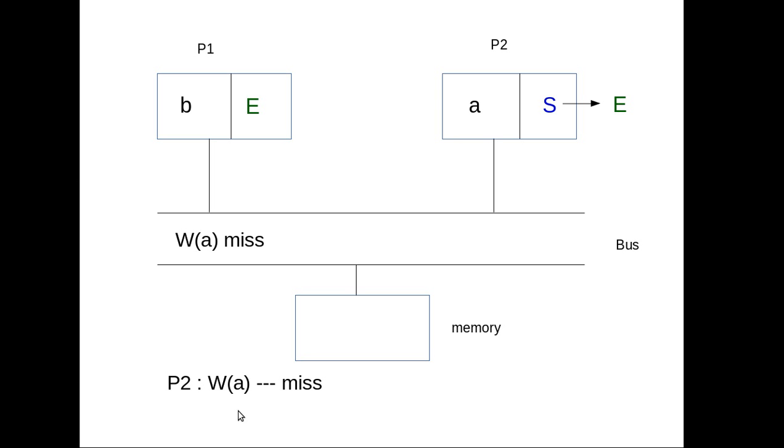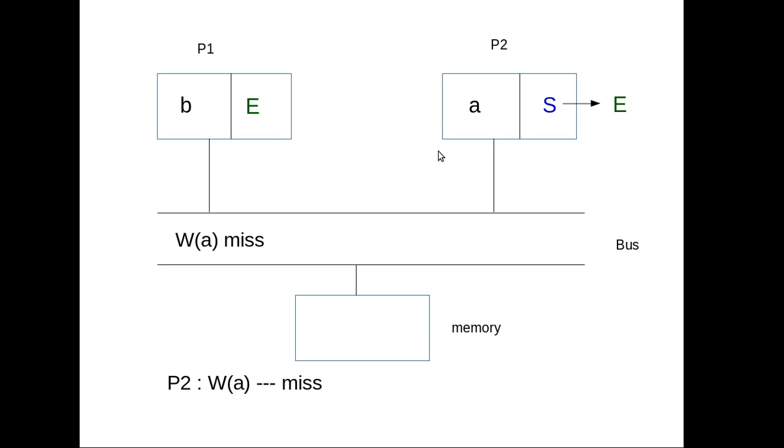Next, P2 write of A. Here it's a miss, as write of A, as P2 contains A but it is in shared state. So write miss has been placed on bus, and there is no bus hit as P1 doesn't contain A. So no invalid signal is generated, and P2 moves from shared state to exclusive state here.